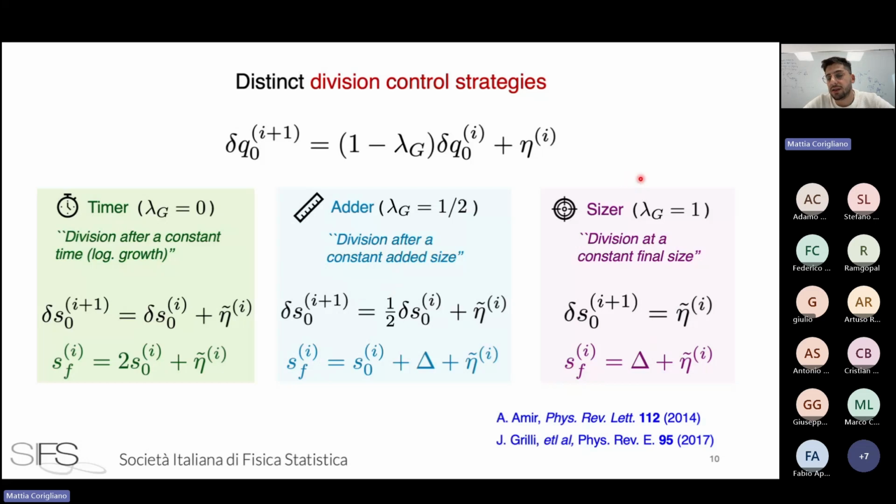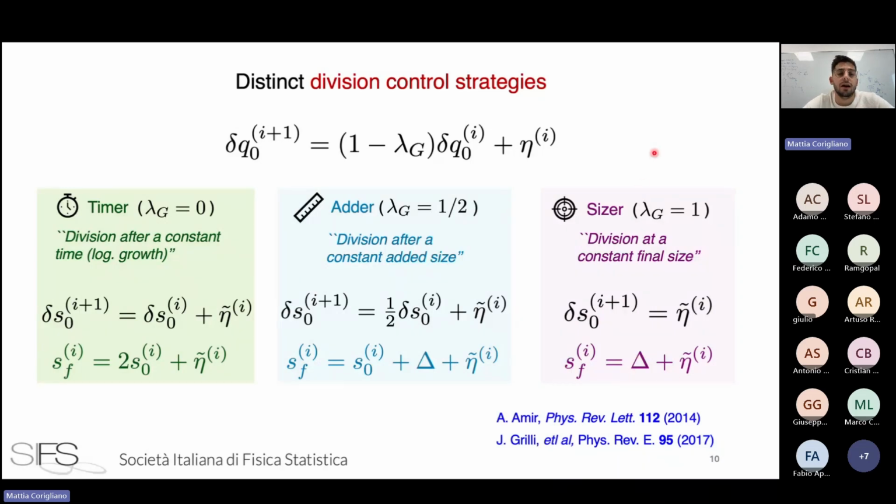And then you have the strongest strategy, which is called the sizer, which basically corresponds to a value of lambda g equal to 1, which immediately, in just one cycle, controls the fluctuation in the initial size. So basically, according to this strategy, you divide at a given target size at any cycle.